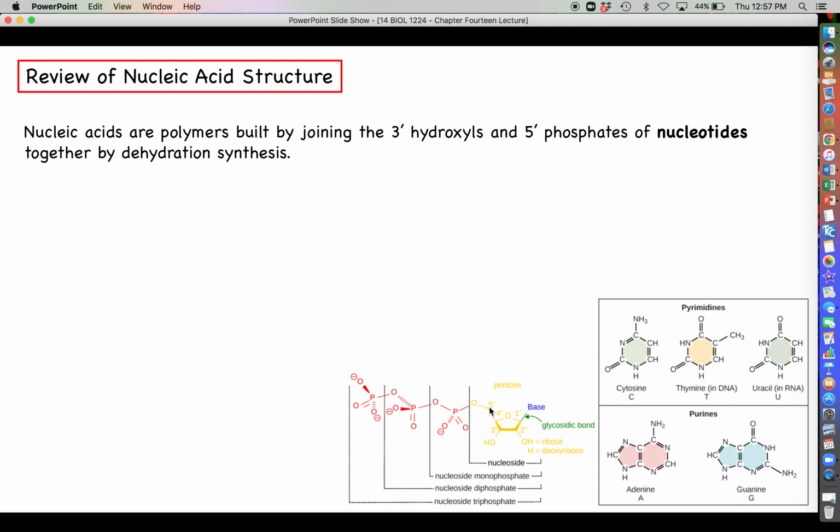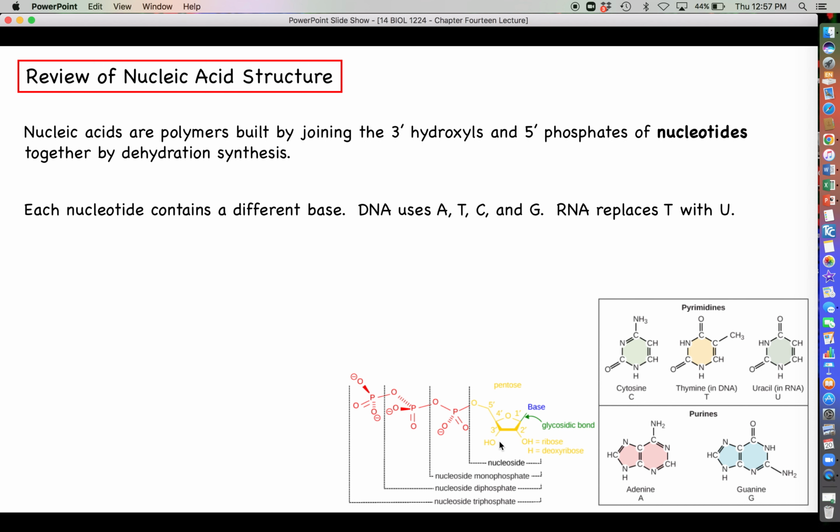You can see for this nucleotide, the alpha phosphate is attached to the 5' carbon, and the hydroxyl that is going to be the focus of the other half of the dehydration synthesis is attached to this carbon right here. So in forming a bond between two nucleotides, we are going to join the 5' phosphate of one nucleotide to the 3' hydroxyl of another nucleotide.